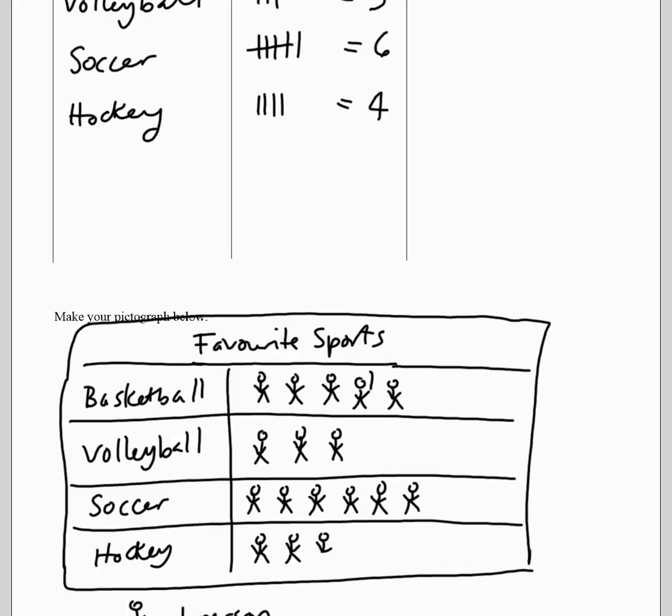Sometimes what people do in making a pictograph is they choose a picture that's representative of what the question is. So if it was a sport question, they might choose to make like a ball or something like that as their little picture. It really doesn't matter. But that's an example of what a pictograph is and how you would go about making a pictograph.